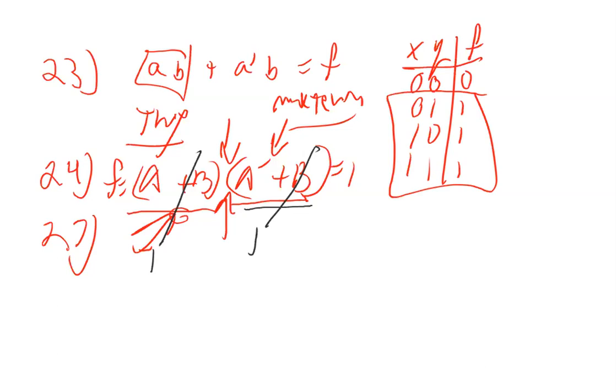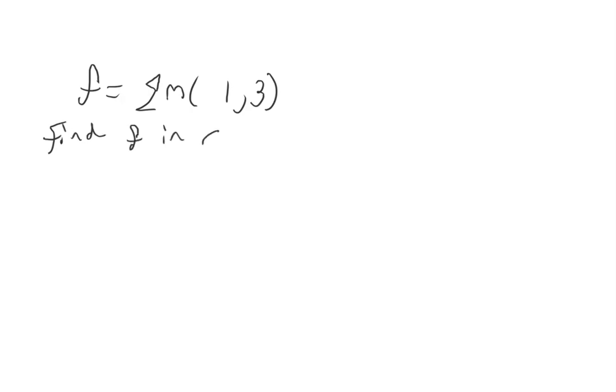Let me see if there's any other questions here we should be covering. Okay, I got a good one for you. Suppose I said F is equal to canonical sum of products 1, 3. Find F in canonical product of sums shorthand notation. SHN stands for shorthand notation. So let's take a look and see how we could do that.